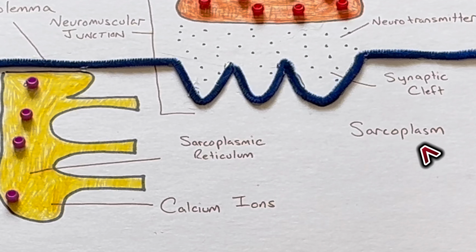Sarcoplasm. It's the cytoplasm of a muscle cell. It contains all the cellular components necessary for muscle contraction, including the contractile proteins actin and myosin. Calcium ions. These little guys are charged particles of calcium that play a crucial role in many biological processes in the body. Calcium ions bind to regulatory proteins such as troponin and calmodulin, which trigger the interaction between actin and myosin, resulting in muscle contraction.